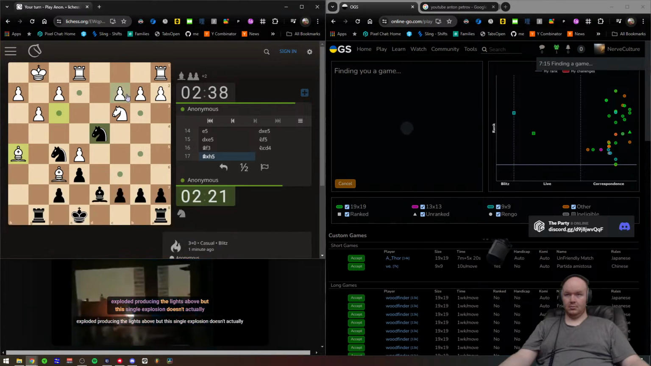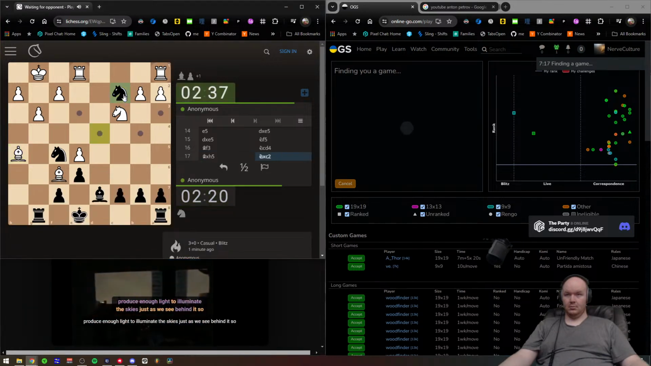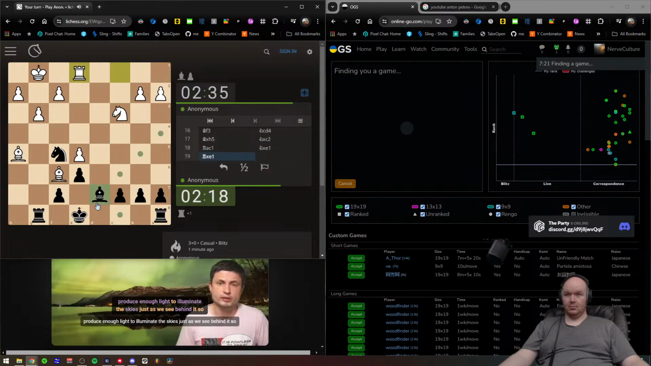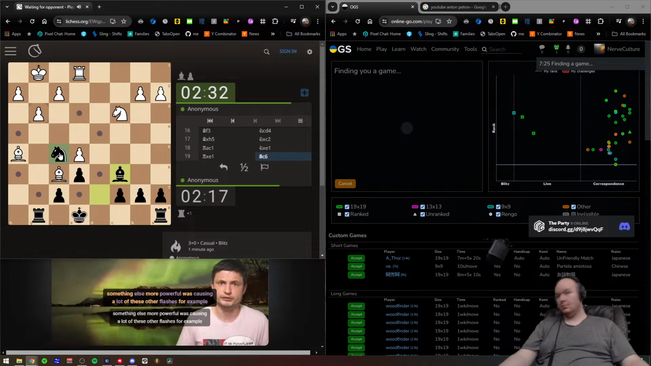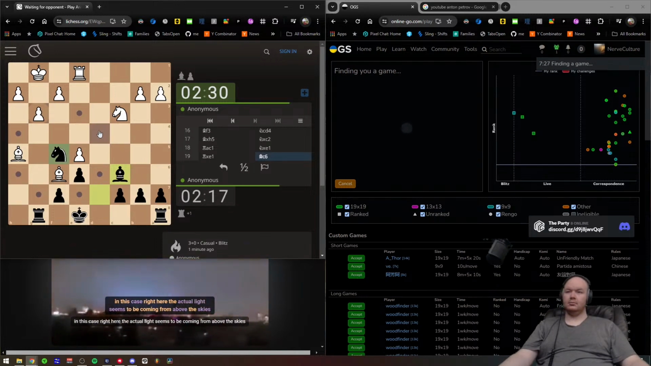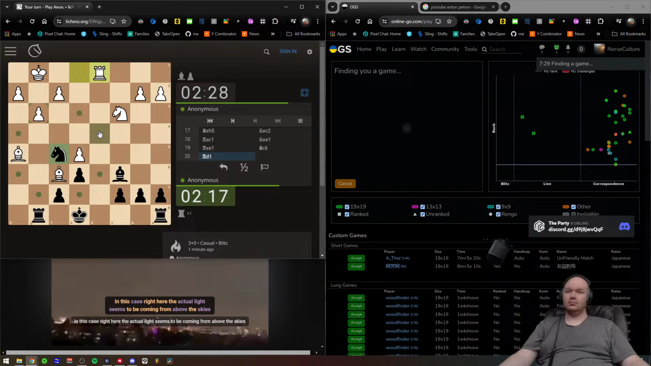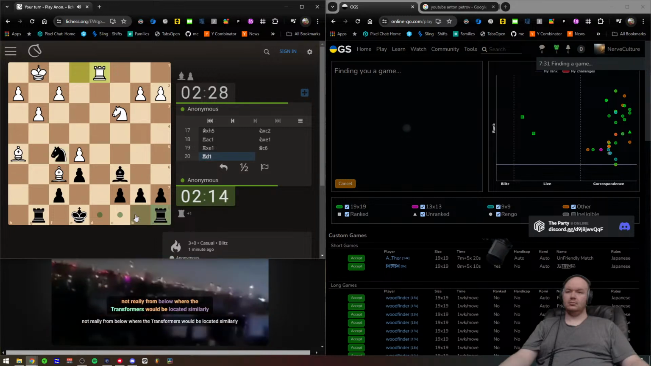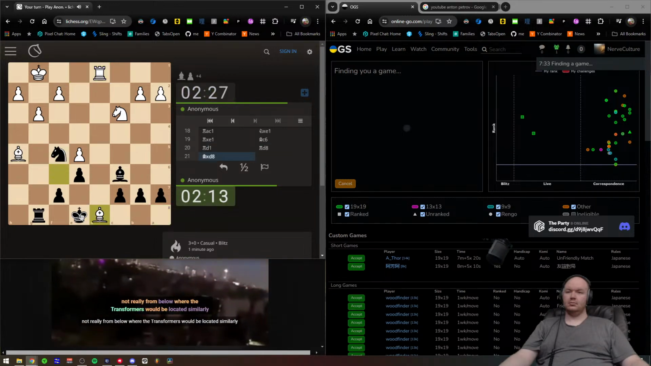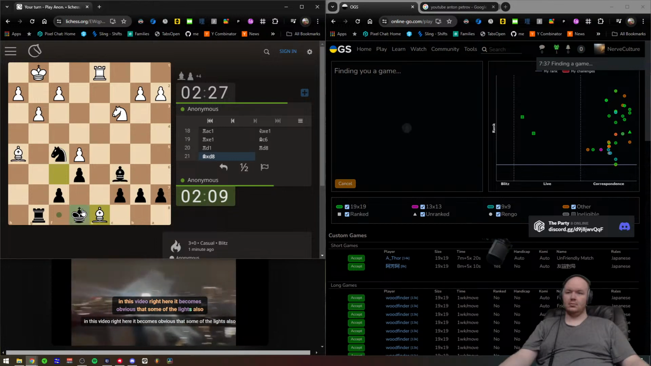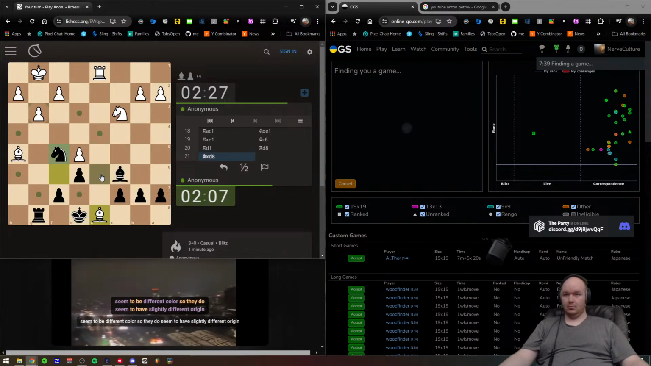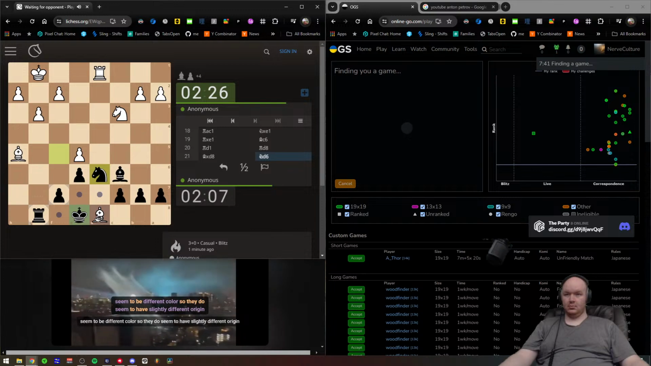But this single explosion doesn't actually produce enough light to illuminate the skies just as we see behind it. So something else, more powerful, was causing a lot of these other flashes. For example, in this case right here, the actual light seems to be coming from above the skies, not really from below where the transformers would be located. Similarly, in this video right here, it becomes obvious that some of the lights also seem to be different colors, so they do seem to have slightly different origins.